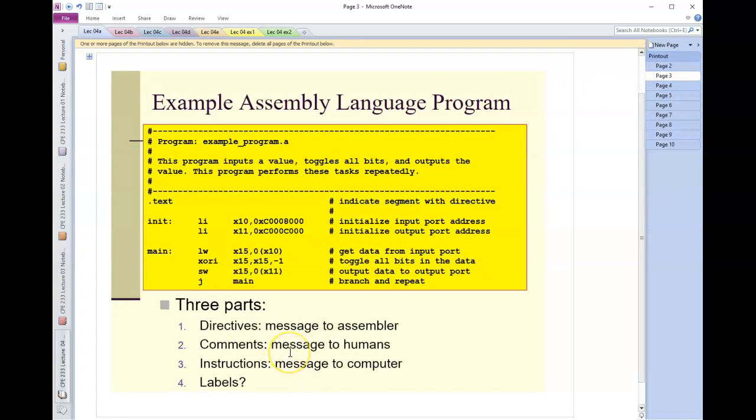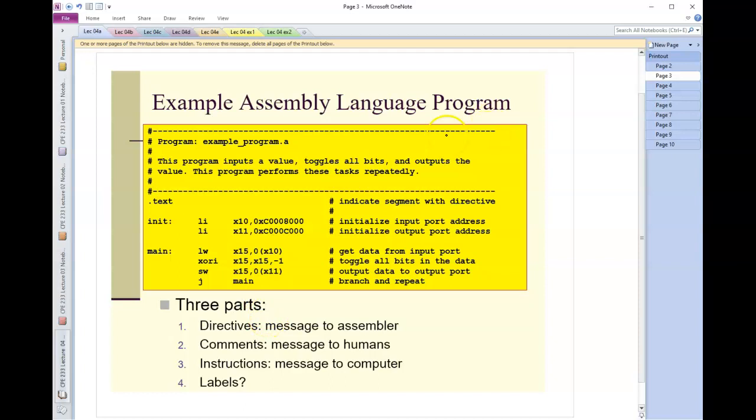So this is an assembly language program, and essentially it actually does something, and it doesn't really matter what it does here, but we've talked about this before, but now we need to delve back into it. There are 3 parts of this program: directives, comments, and instructions. So let's look at this.